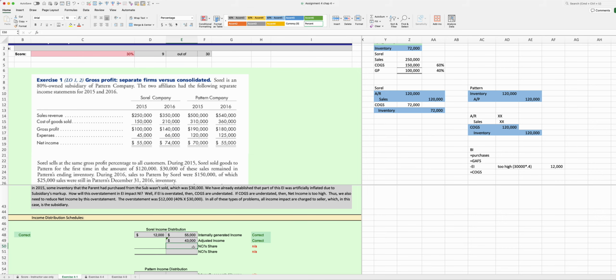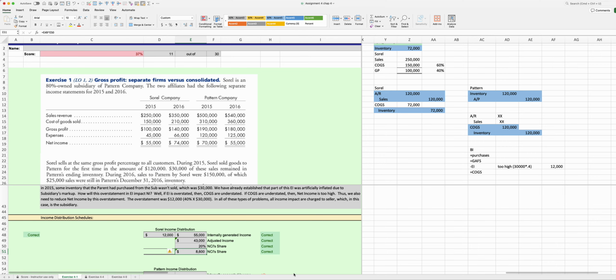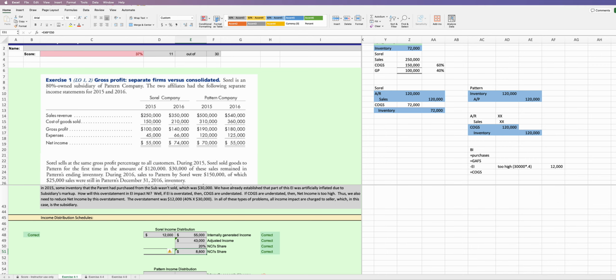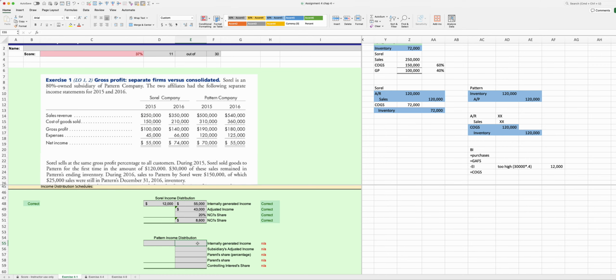And we do recognize that it's an 80% owned subsidiary, so that means 20% of it is owned by NCI, and then we simply multiply the two to determine the updated NCI share according to our consolidated information here. We recognize that the parent company also had some internally generated income, which in this case was 70,000. So I'm going to go ahead and input that here.